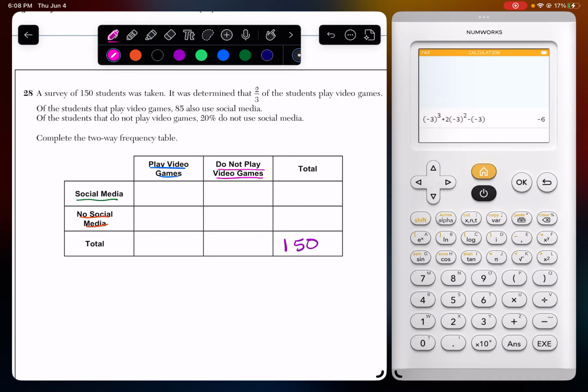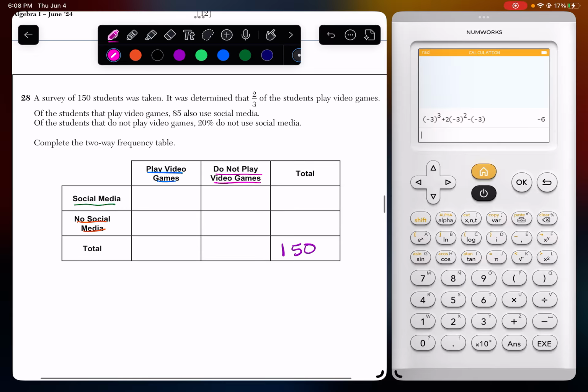First thing they say is it was determined that 2/3 of the students play video games. So that means I'm trying to figure out what goes here. How many students play video games? If 2/3 of the students play video games, 2/3 of 150 equals 100, right? If I can't do that in my head, I could multiply that here. 2/3 times 150 gives me 100. So I know that 100 students play video games.